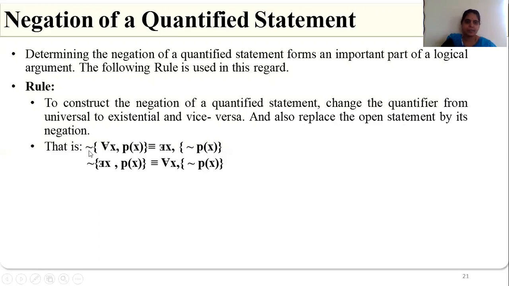Let's consider an example, negation of this quantified statement. For all, this is a universal statement. This has to be changed to an existential statement with a negation of the open statement. Similarly, here it is an existential statement that has to be changed to a universal statement, and you have to make this open statement a negation.